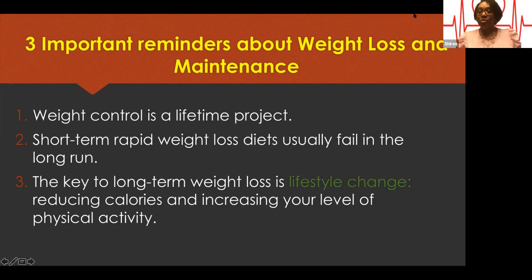So, three important reminders about weight loss and maintenance. Weight control is a lifetime project, which is why we don't say, "I'm going on a diet." No, we're looking at lifestyle management, how we can change and modify our lifestyle by promoting healthier behaviors, ultimately leading to a healthier you. Short-term rapid weight loss diets usually fail in the long run. The key to long-term success is, of course, lifestyle changes. And if you are married and have children, it has to be a lifestyle change for everyone. It can't just be for one person. It has to be a family lifestyle change as well.